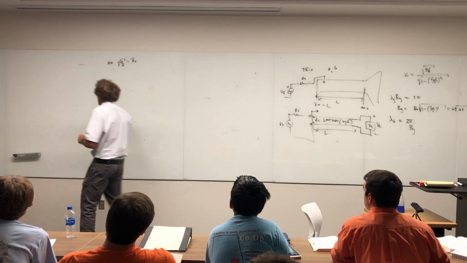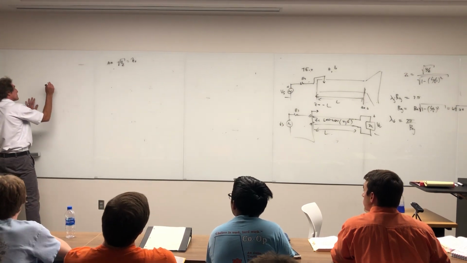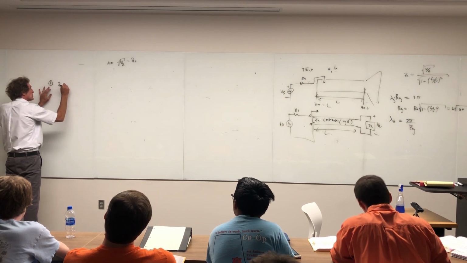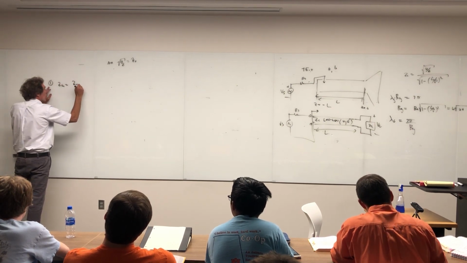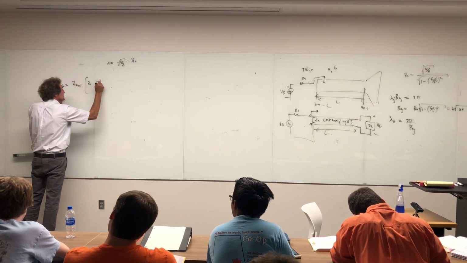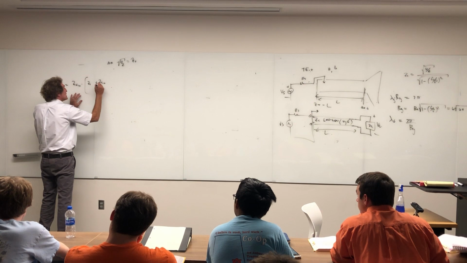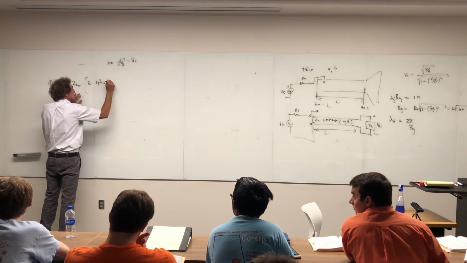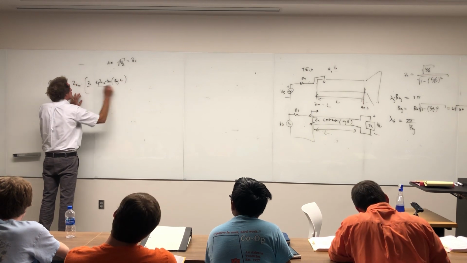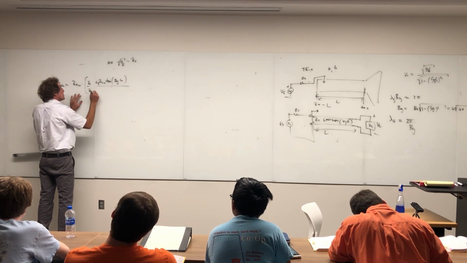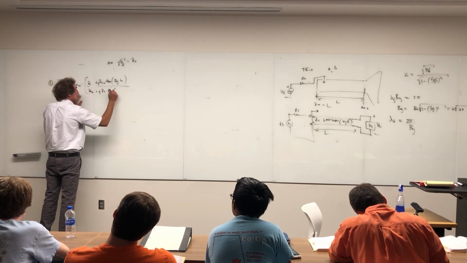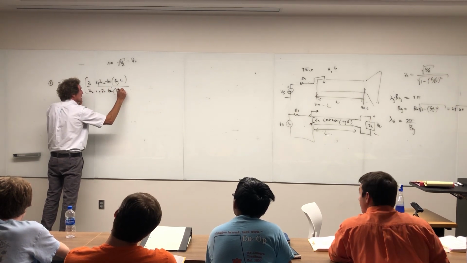So now what I need first, I have to take care of, and this is really the way you do this. You find Z input, which is equal to ZC10 times ZL plus ZC10 times j times the tangent of beta in the guide times L, over ZC10 plus j ZL tangent of beta in the guide times L.